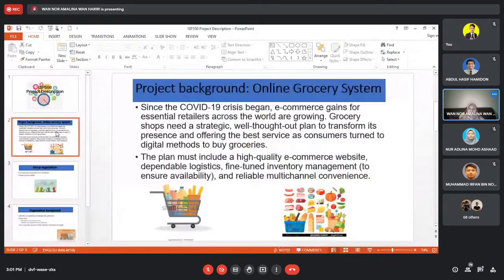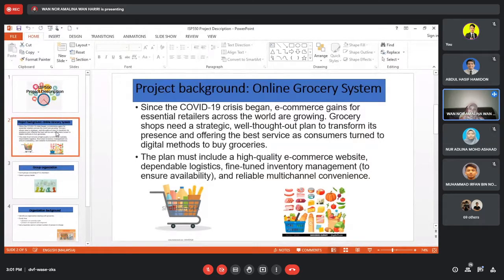Alright. So again, due to the COVID-19 crisis, when it began, it's about e-commerce, an online grocery system for essential retailers across the world. Grocery shops need a strategic, well thought out plan to transform their presence and offer the best services as consumers turn to digital methods to buy groceries. Okay, we were talking about e-commerce just now.